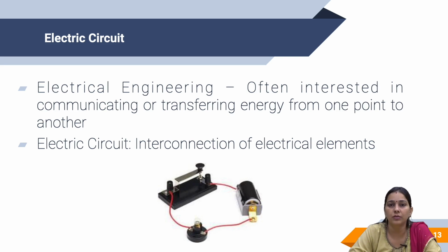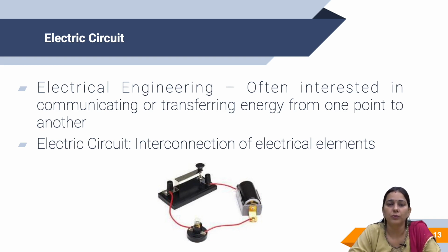As given on the screen, you can see the circuit basically comprises 3 elements: the switch, battery, and the key product. When you are talking about the interconnection of electrical elements, this means the current and the electrons will flow through the circuit only when it is a closed circuit.